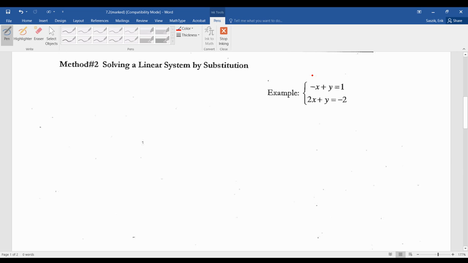Okay. So all you have to do is move the x over, and that goes away. I'm going to write it over here. I get y equals x plus 1. Okay, now what that means is y is the same thing as x plus 1. So we can take that x plus 1 and substitute it into the other equation where y was originally written.